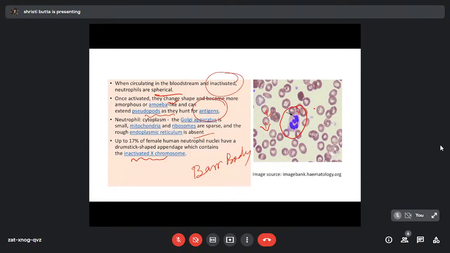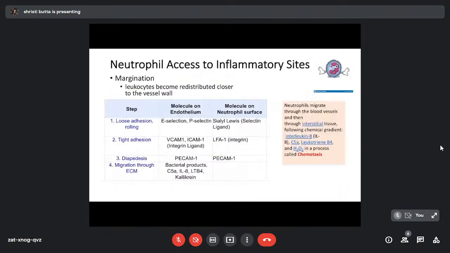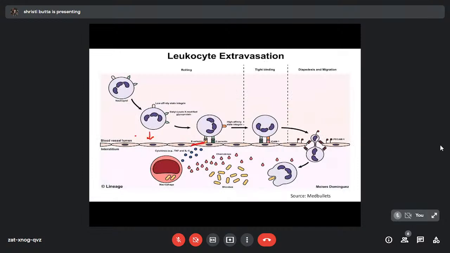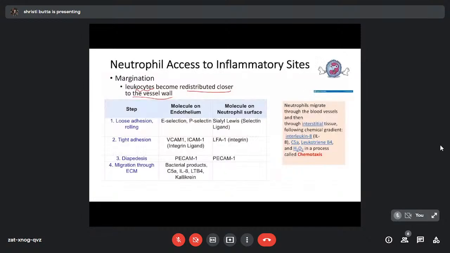Now, neutrophils have access to the inflammatory site. They undergo a phenomenon which is referred to as margination, and these leukocytes get redistributed closer to the vessel wall. Now, we're just coming to this picture here. You have the endothelium. This endothelium has the E selectin and the P selectins. So what is the function? The E and the P selectins are molecules which are expressed on the endothelium. They are responsible for loose adhesion and rolling.